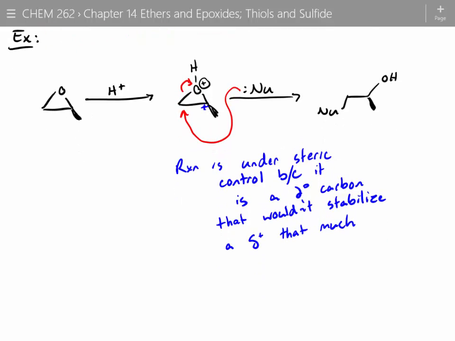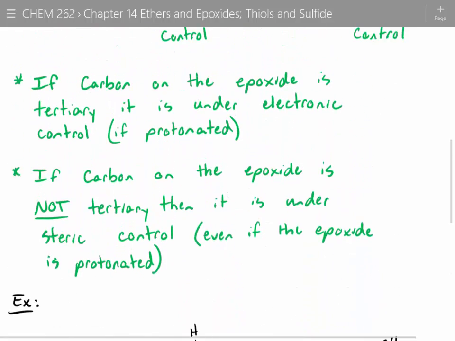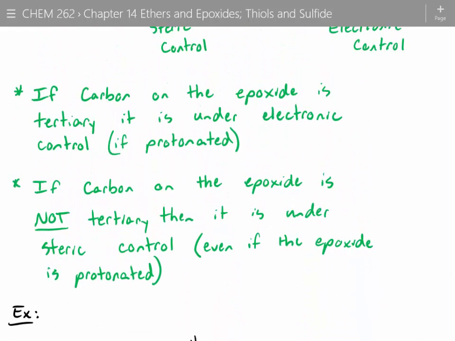So this only has to do with secondary carbons? Yeah, this exception only has to do with secondary carbons, really. The same, I guess, could be said for a primary carbon as well. Even if it's under acidic conditions, sterics will win out because primary carbons won't stabilize a partial positive that much. What about the first exception that you said? Is that only for secondary also? So the first one said if the carbon on the epoxide is tertiary and it's under electronic control if it's protonated.